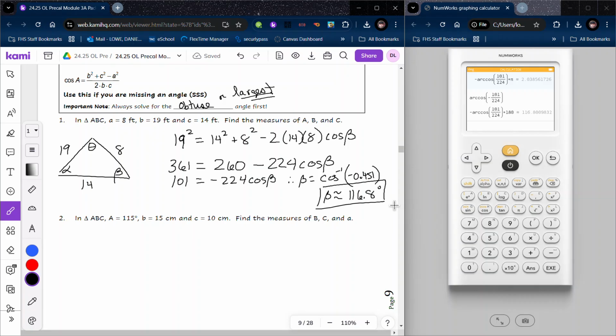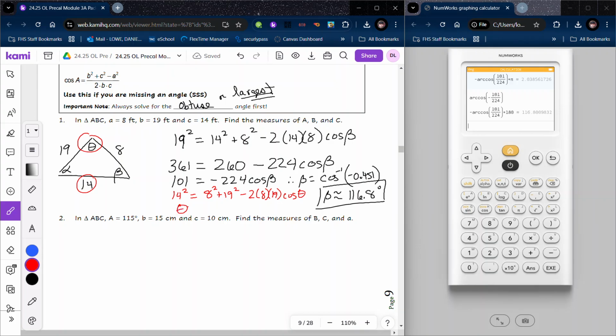Okay. I can do the same approach if I wanted to find my next angle. I could say that 14 squared is going to be equal to 8 squared plus 19 squared minus 2 times 8 times 19 times the cosine of the angle opposite 14, which is theta.